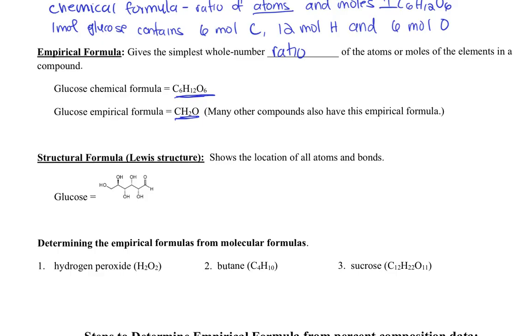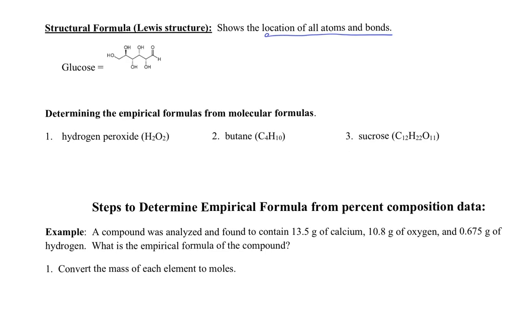The empirical formula does not give us as much information as the chemical formula because we do not know exactly how many carbon, hydrogen, or oxygen atoms are represented by the empirical formula. In fact, there are many compounds that have this same empirical formula. And while we are talking about chemical formulas, a third type of chemical formula is the structural formula, or the Lewis structure. These show the location of all atoms and bonds in a molecule. And here is the Lewis structure for glucose.